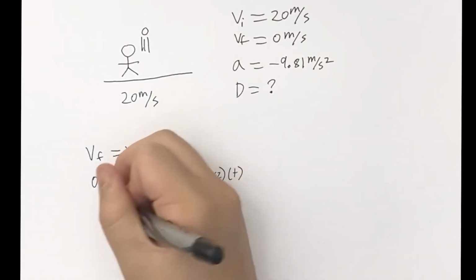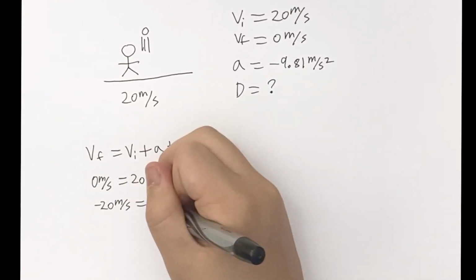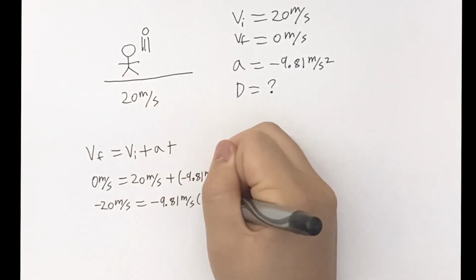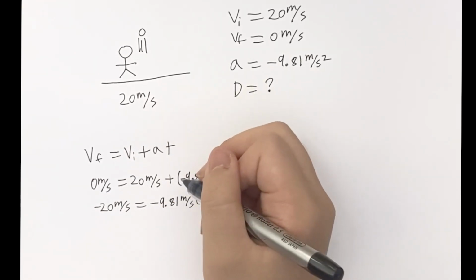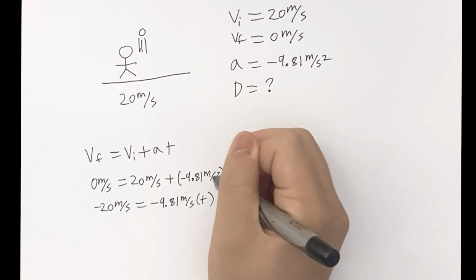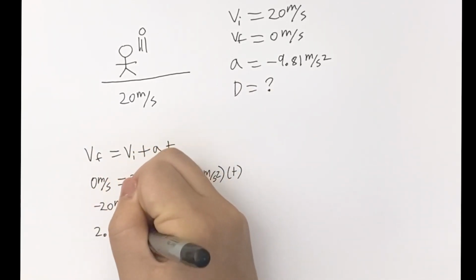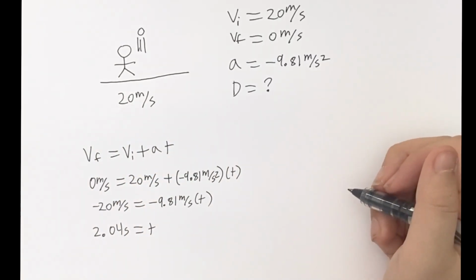Now this becomes negative 20 meters per second is equal to negative 9.81 meters per second squared times time. We can divide both sides of the equation by negative 9.81 to get that the time was roughly 2.04 seconds. Now, what do we do with this time?